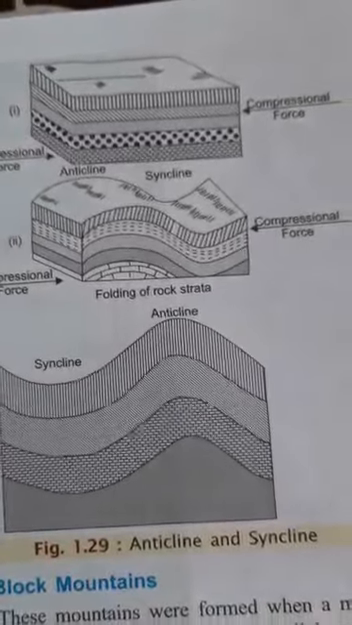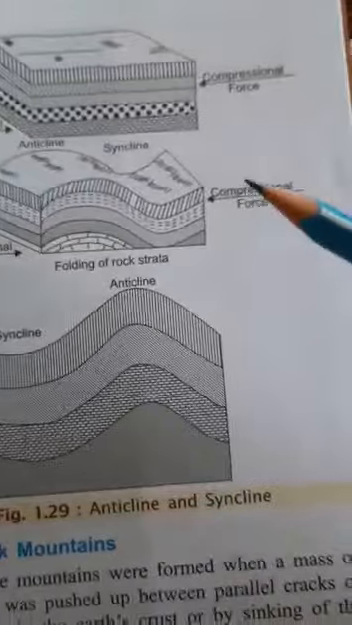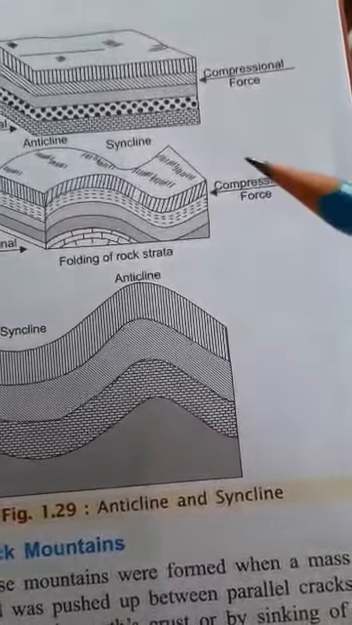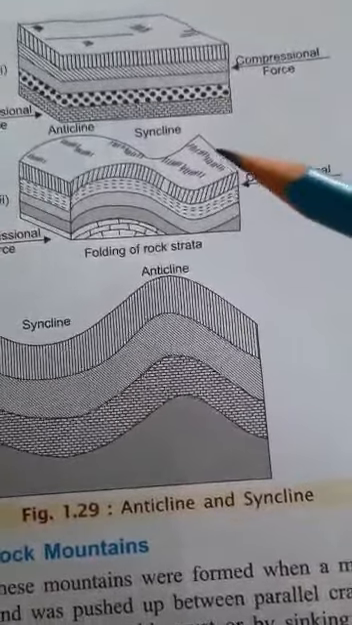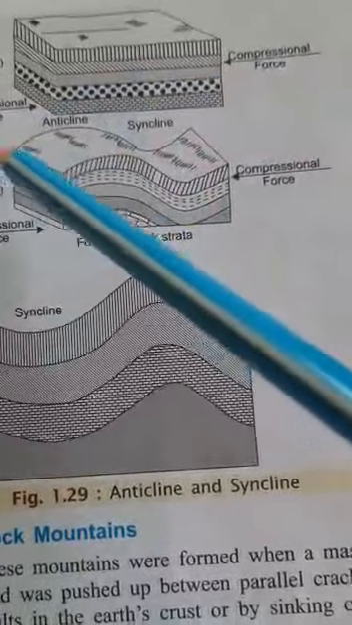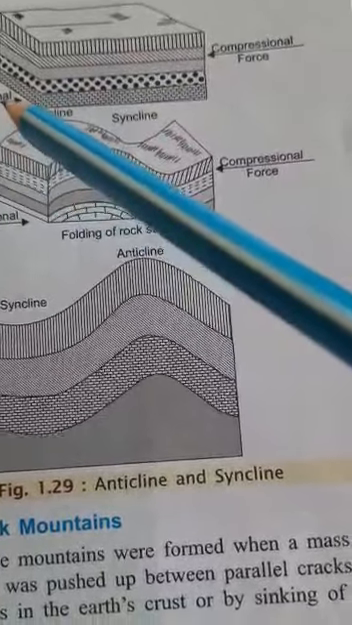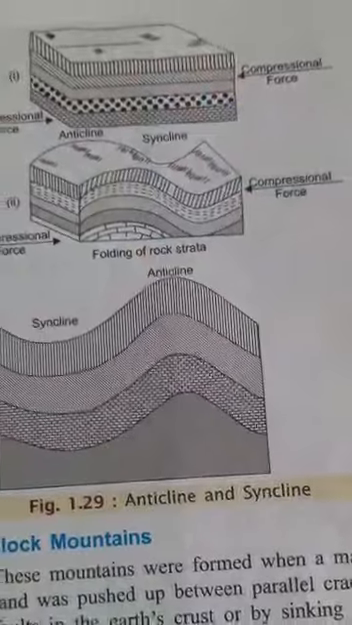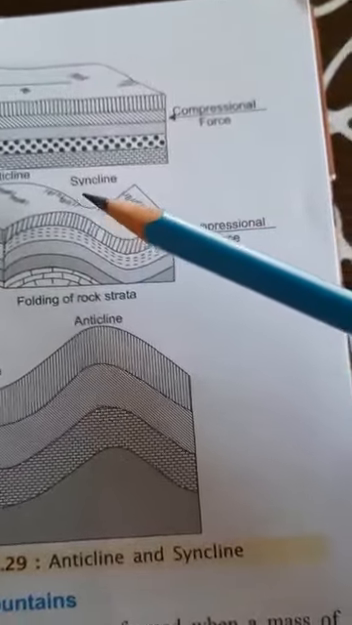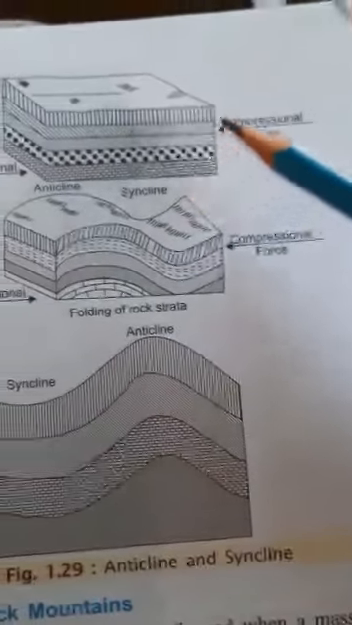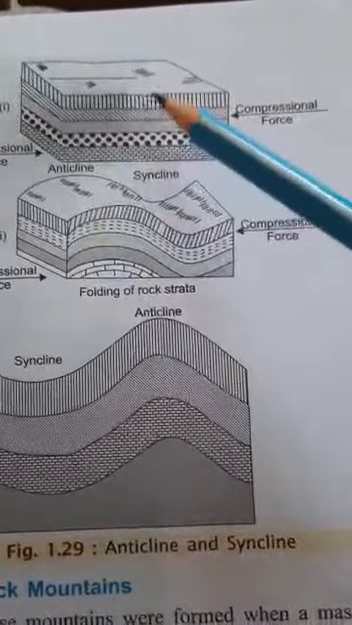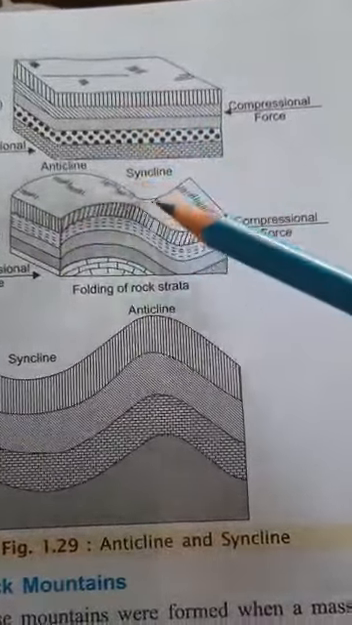Now coming to anticline and syncline. Anticline and syncline are the terms associated with the folding of the rock strata. You can see, because of the compressional force that the earth's crust undergoes during the process of folding, folds are formed due to the compressional force on the earth's surface. So this is anticline, syncline.